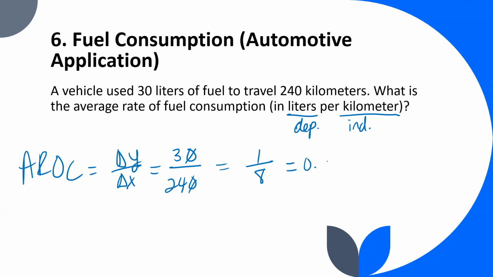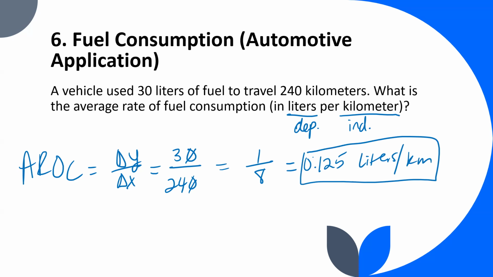You get 0.125 liters per kilometer. So you have to follow what it's telling you to measure. So this is liters per kilometer. If it was kilometers per liter, then it would be 8. Because it's liters per kilometer, it's 0.125. Because it's asking for your fuel consumption. So how are you losing fuel over time? Okay.